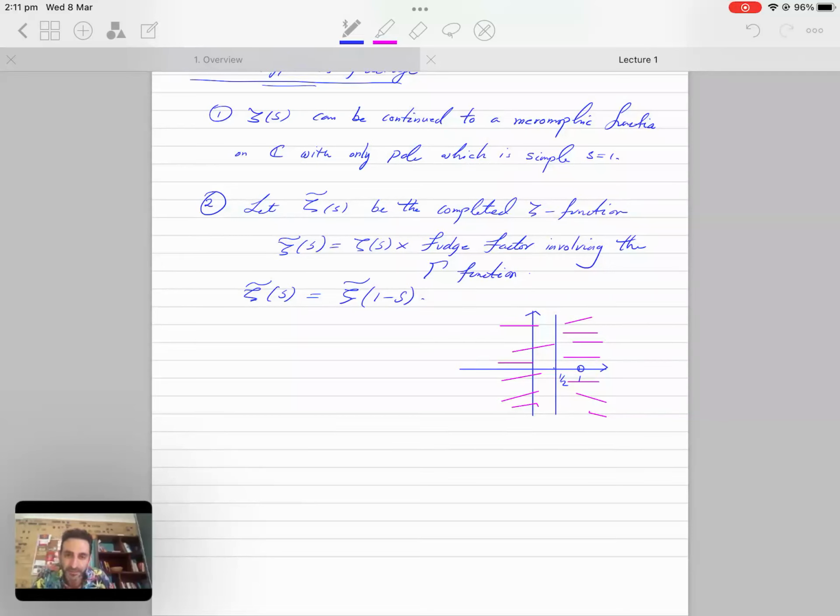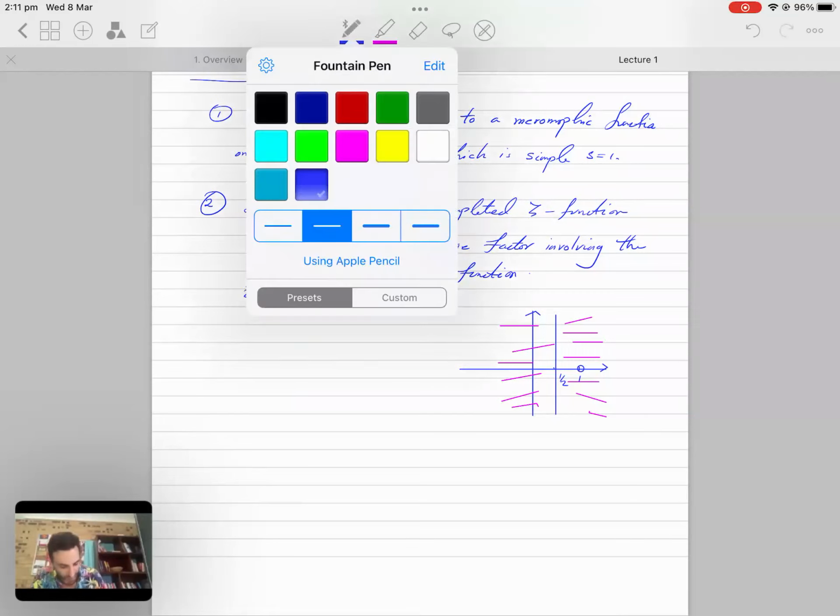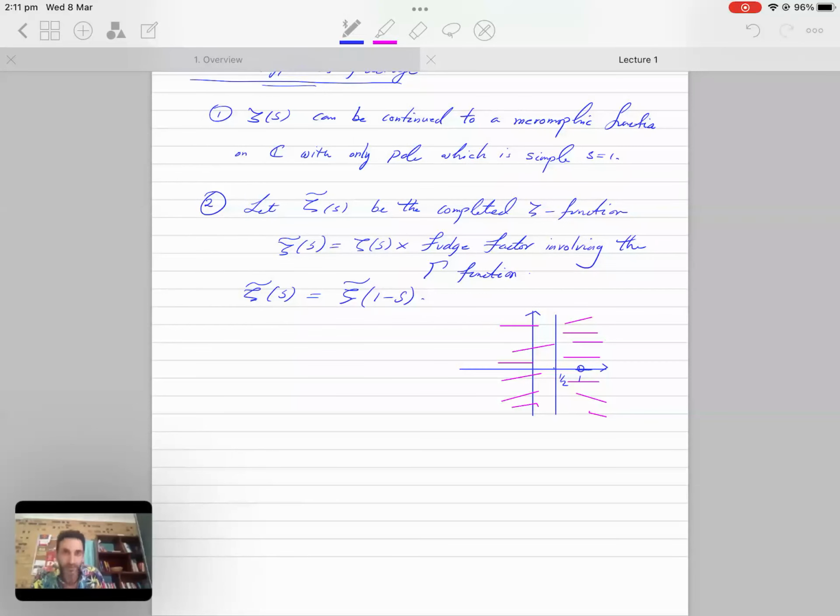There's a comment in the chat. Yeah, I wanted to ask about the simple pole. It is not symmetric, right? There's no pole on the other side. Yes, you're right. When I say symmetric, I really mean once you include that fudge factor. So I shouldn't have drawn this pole. Once you include that fudge factor, this pole also goes away. So then it really becomes symmetric. I see. Thank you. Other questions?